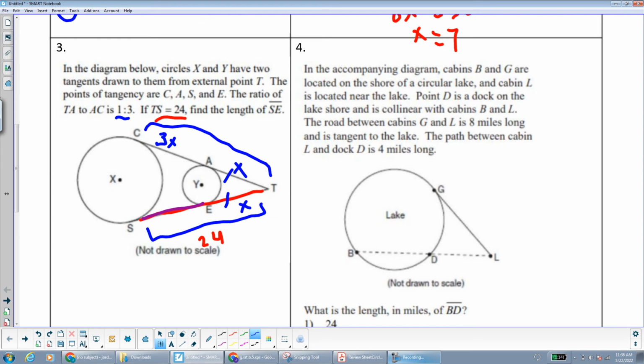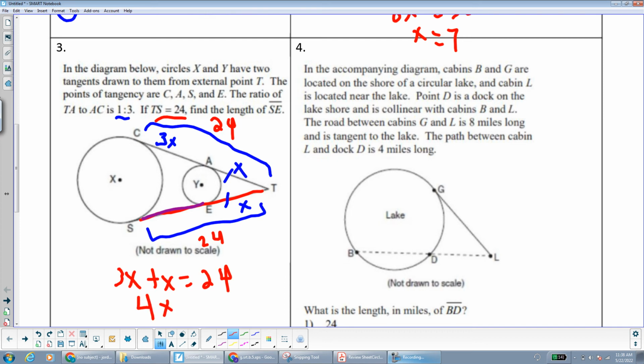So we can make an equation that says if we take the two parts of this tangent and add them together, since we know one part's x and one part's 3x, if we combine the two parts, it should be equal to 24. Because since the two tangents TC and TS are congruent, if TS is 24, TC should also be 24. So I'm going to make that equation over here. 3x plus x is equal to 24.